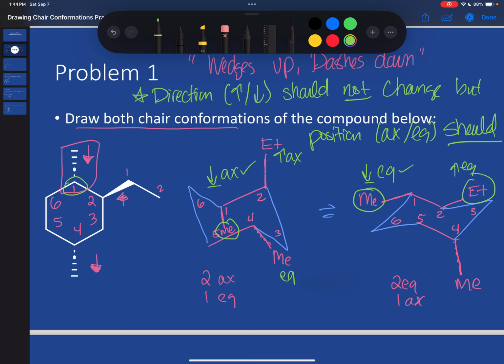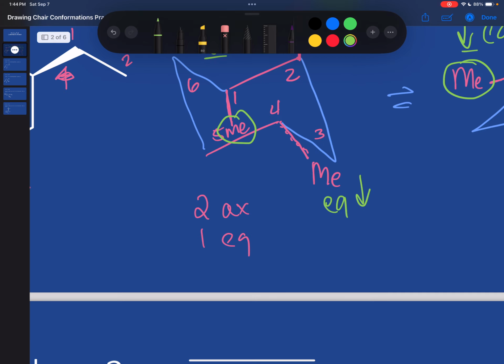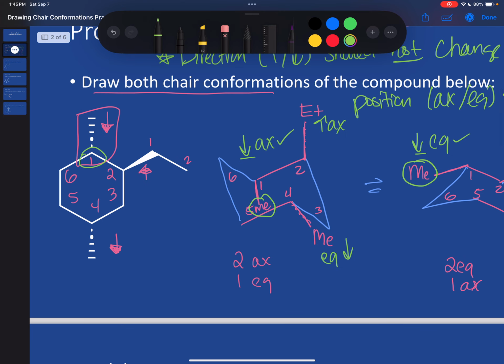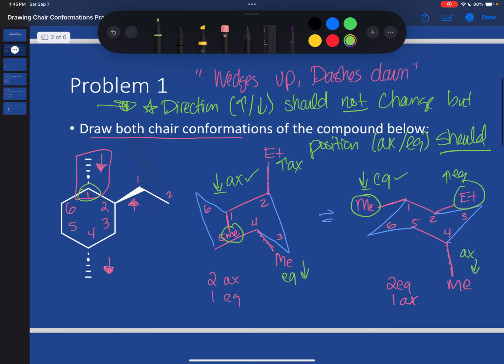And then here I had an equatorial that was down for methyl, and here I have an axial that is down. So I know that I have correctly flipped this chair because I have followed this saying: the direction did not change, but position did. All right, so that's a really easy way to self-check yourself when drawing a chair.